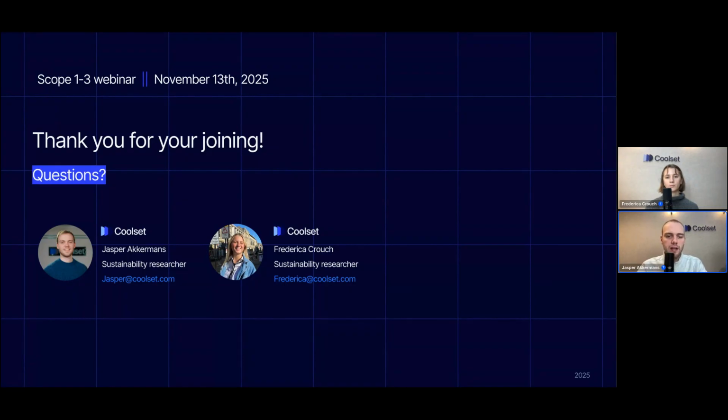Where can we get relevant emission factors? Are they different for industries, countries, and then how to use them in one's calculation?